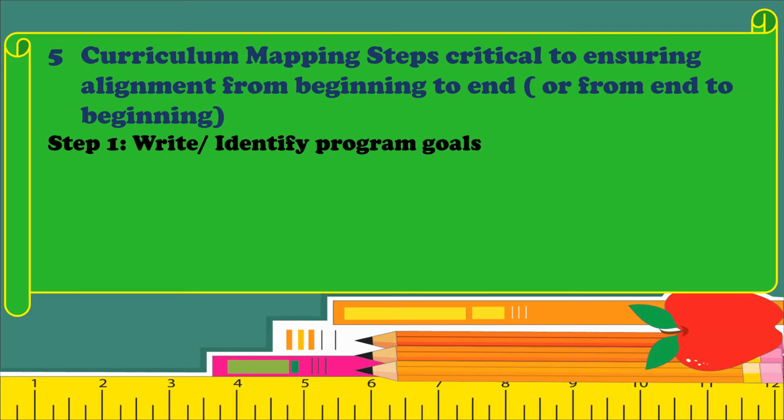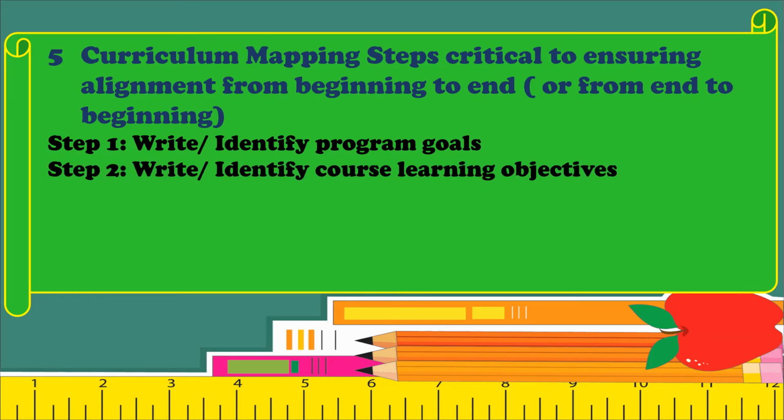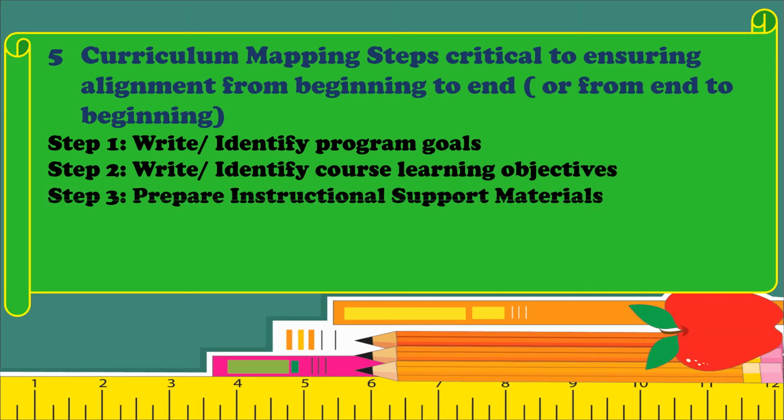Step 1. Write or identify program goals. Write or identify the program goals that specifically relate to the course you are mapping. Step 2. Write or identify course learning objectives. You must decide what skills, knowledge, or attributes you want the students to achieve by the end of the course. Step 3. Prepare instructional support materials. You can start to identify, gather, and prepare the instructional materials that will assist in your instructional plans and help students achieve the course objectives.